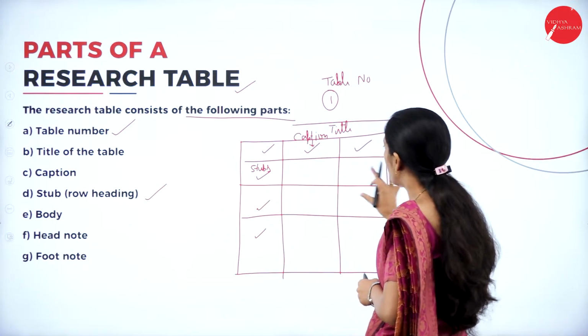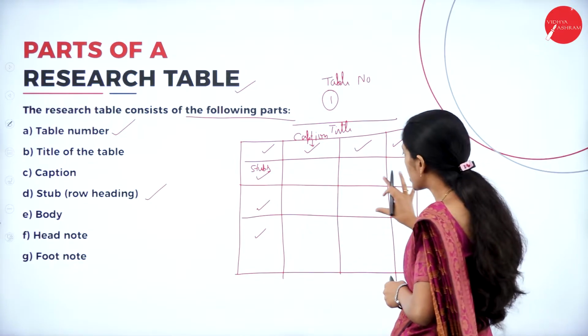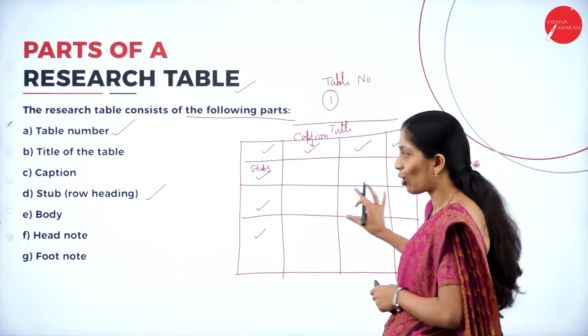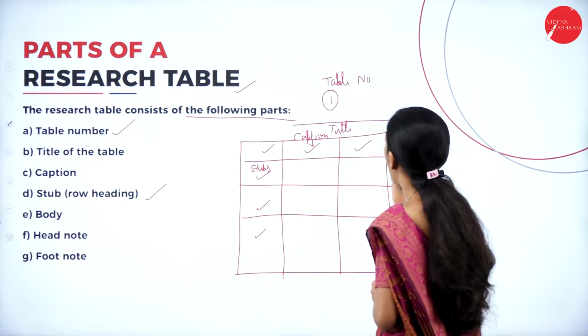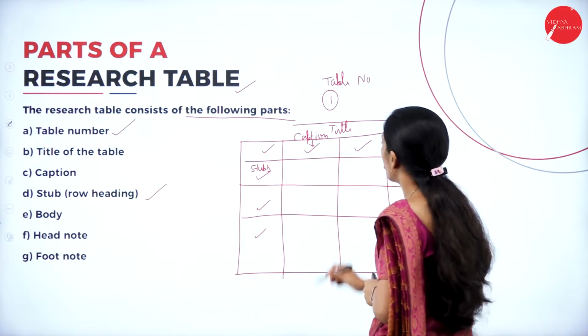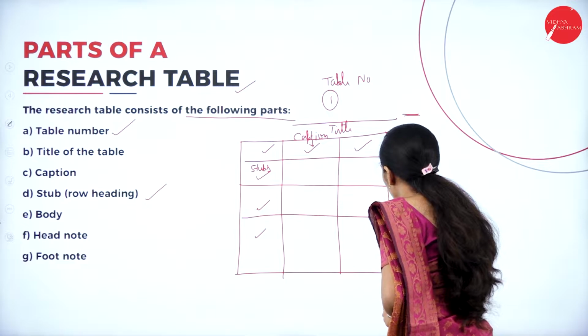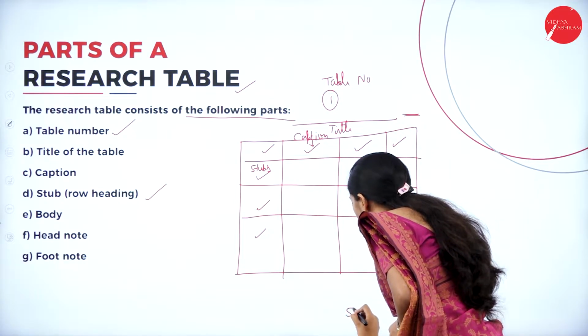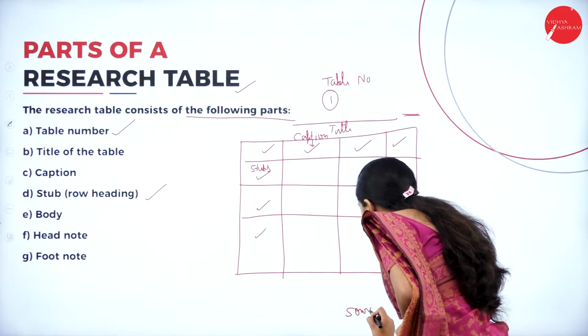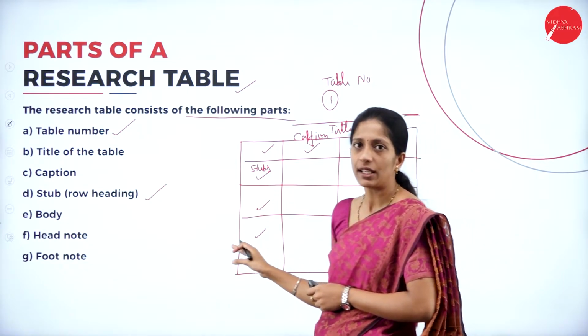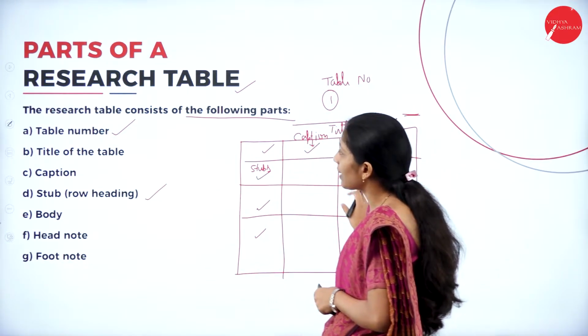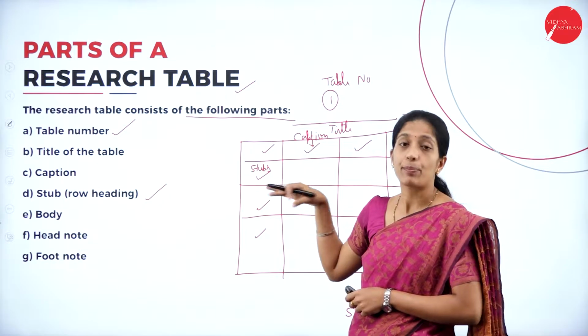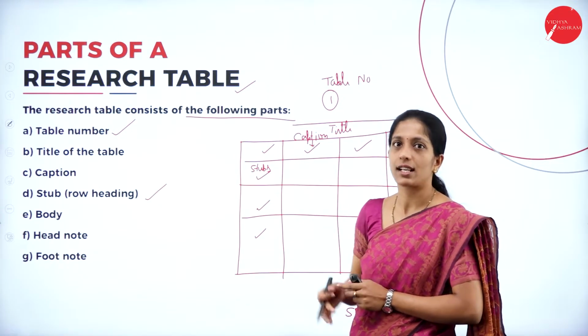And these will be the body of the table. So rest everything what we are going to fill is the body of the table, and it should have a head note here. So head note, and it should have a footnote, which may contain source also. So the source of the table can also be mentioned. So these are the important parts that have to be considered in the table.